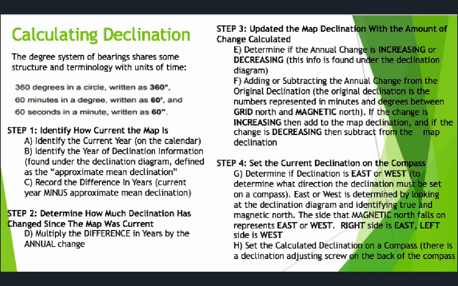Lastly is to set the current declination on the compass. In order to do so, you need to determine if declination is east or west. This is done in order to determine what direction the declination must be set on a compass. East or west is determined by looking at the declination diagram and identifying true and magnetic north. The side that magnetic north falls on represents east or west. If magnetic north falls on the right side, it is east. If it falls on the left side, it is west.